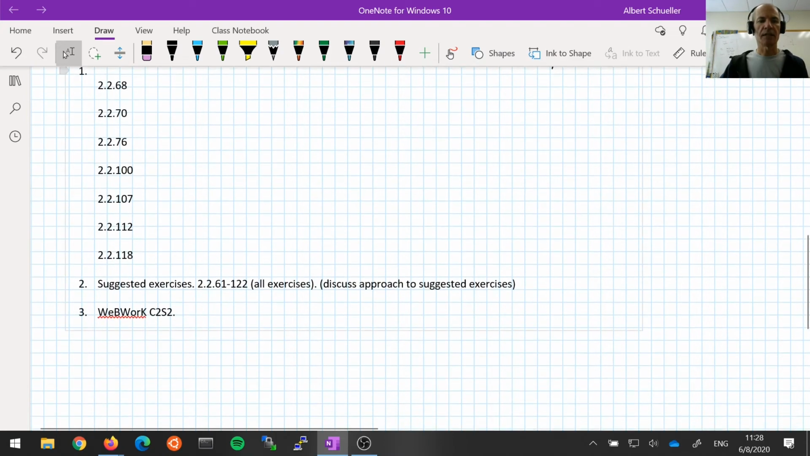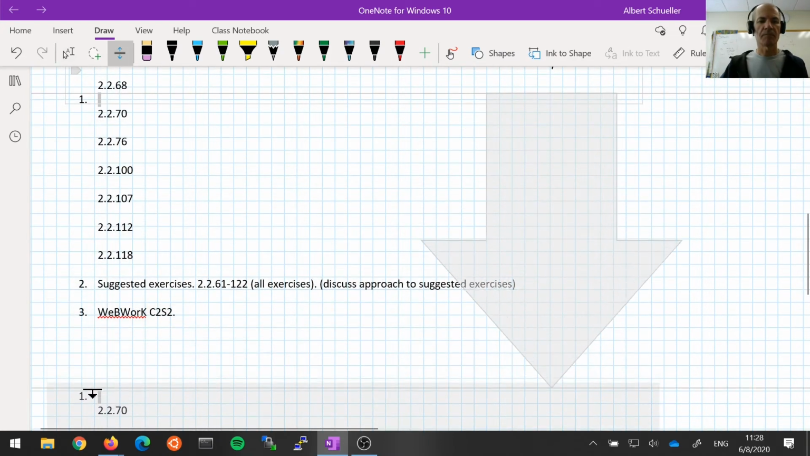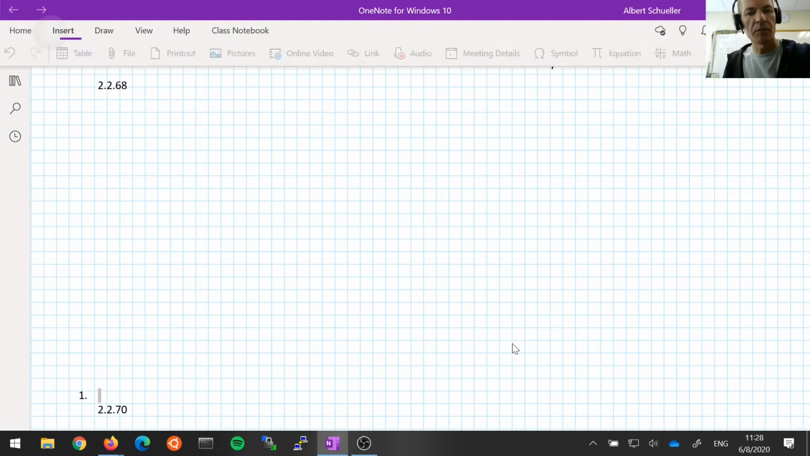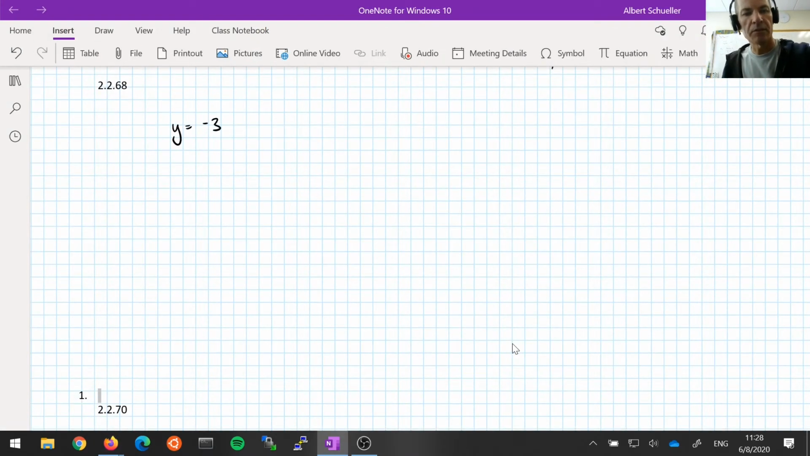Let's move on to 68 here. In 68, we want to write the equation of the plane passing through the point 1, negative 3, 2 that is parallel to the xz plane. So things that are parallel to the xz plane are planes with constant y. What's the y-coordinate of this point? It's negative 3, and so the equation of the plane is simply y equals negative 3.